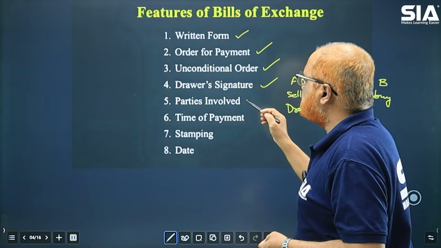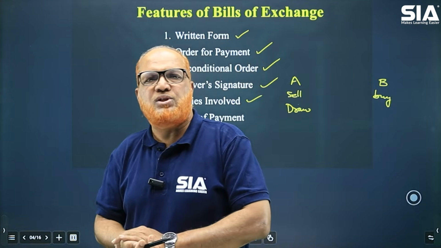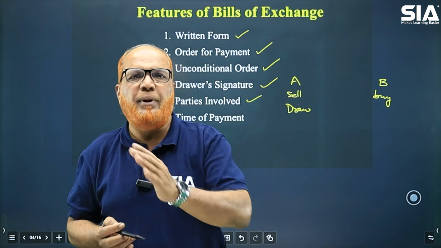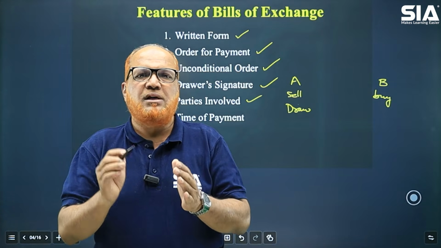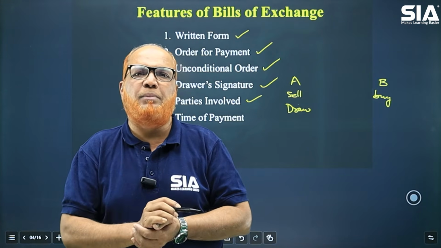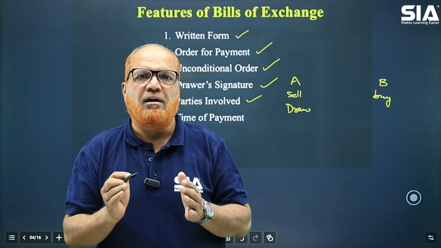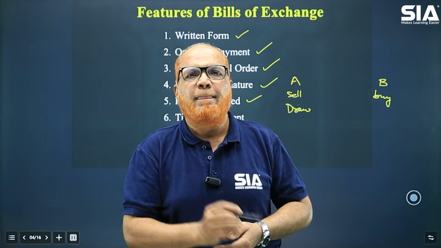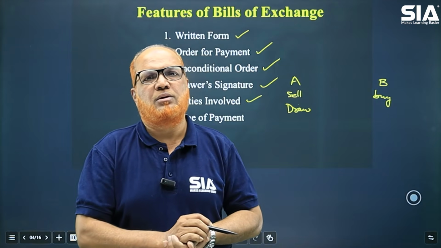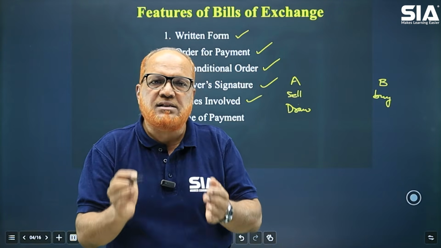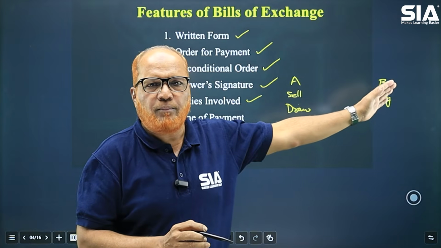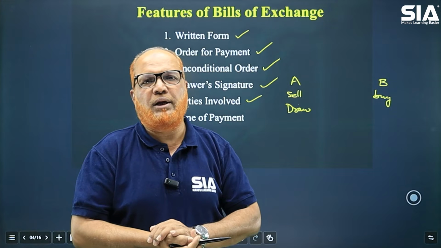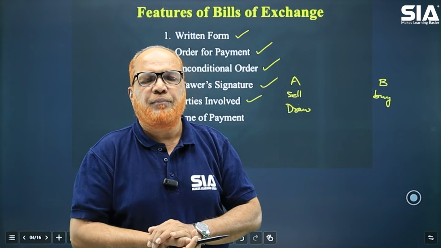Now, parties involved. Normally in a bill of exchange, 3 parties are there: drawer, drawee and payee. Who is the drawer? The person who makes the bill, the person who draws the bill. In other words, the seller of goods will draw the bill. And who is the other party? Drawee, the buyer of goods. Buyer of goods will accept the bill. Once the bill is drawn, it is invalid until and unless it is accepted by the drawee. Drawee is the debtor or buyer.